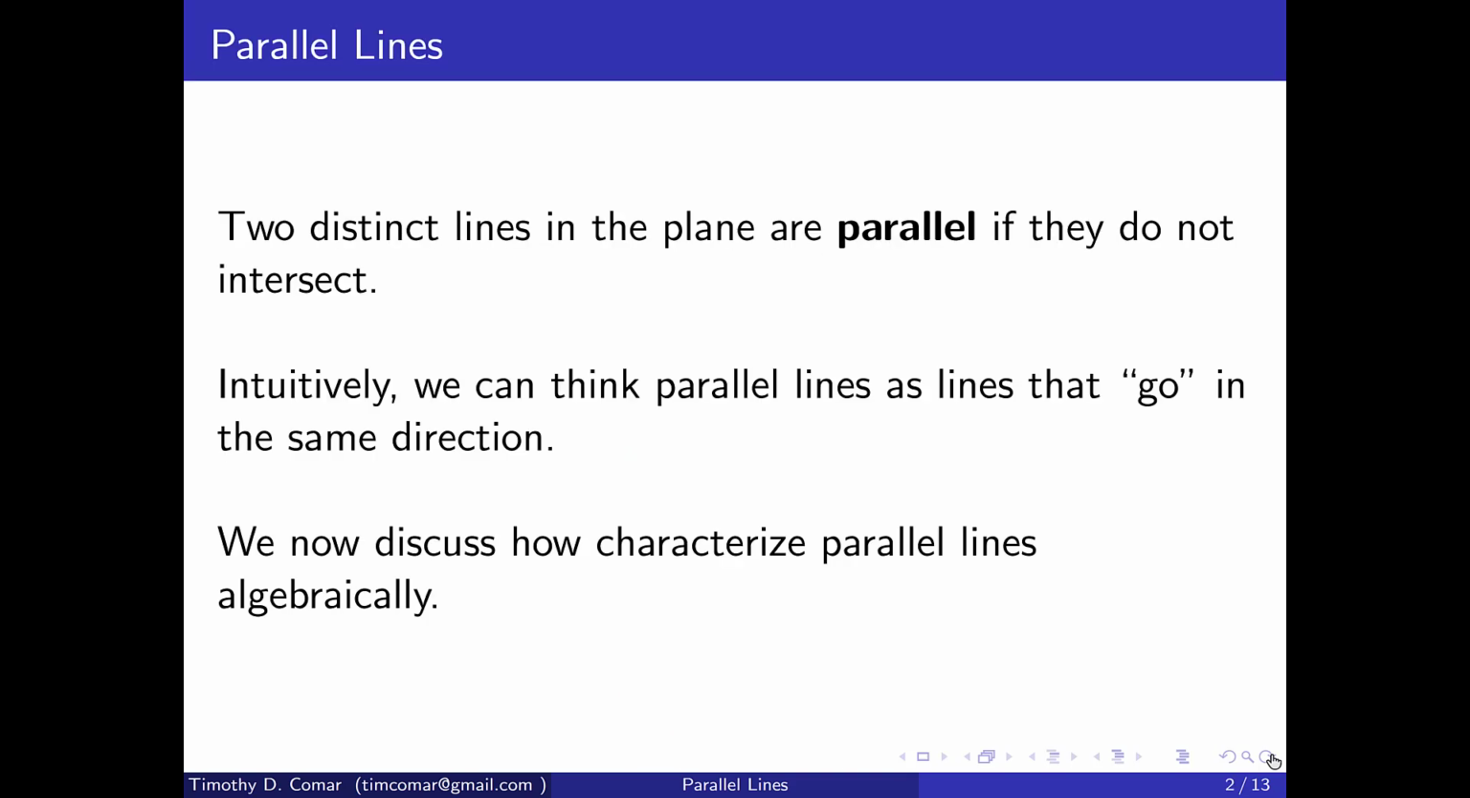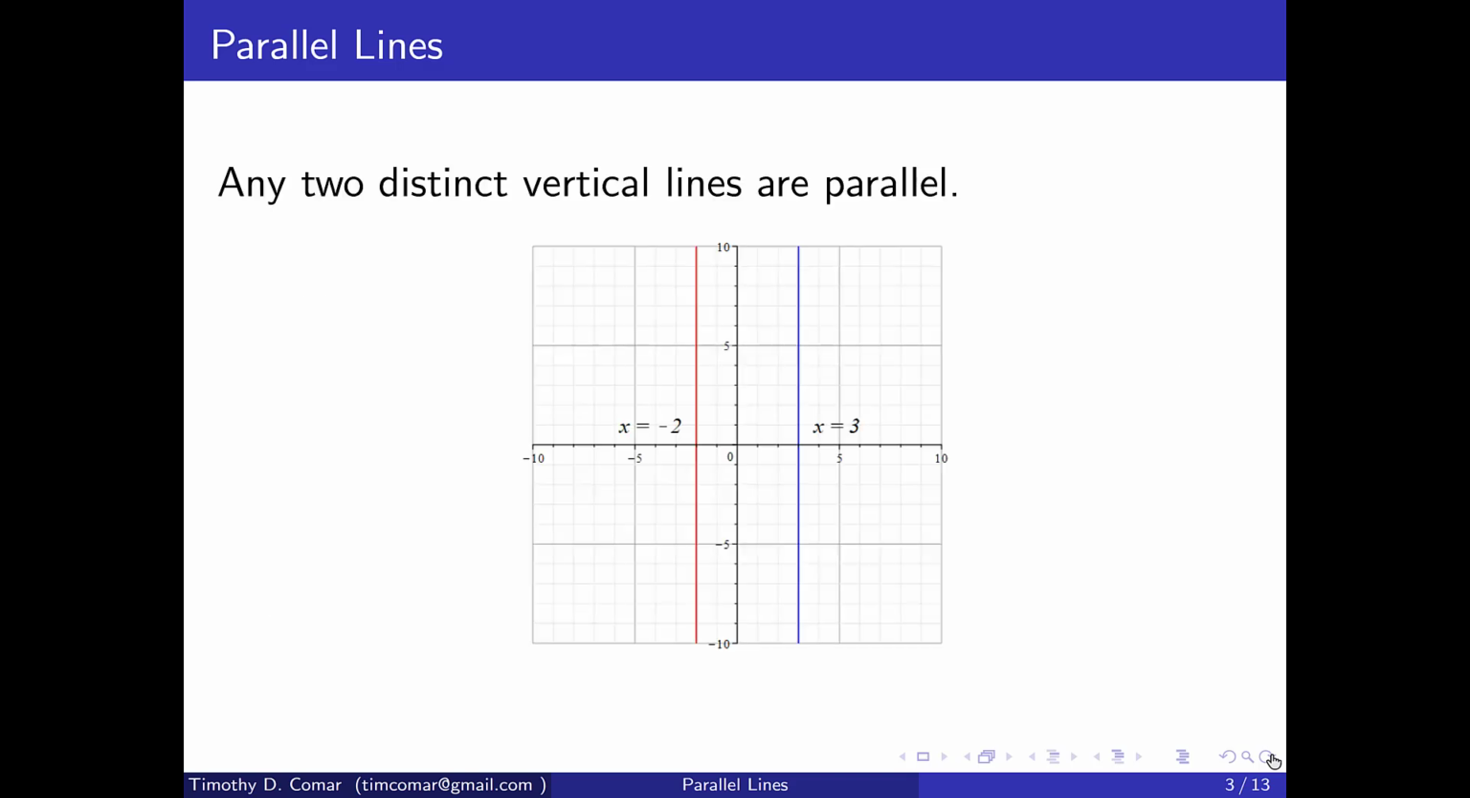First, two distinct lines in the plane are parallel if they do not intersect. Intuitively, we can think of parallel lines as lines that go in the same direction. We now discuss how to characterize parallel lines algebraically. First of all, any two distinct vertical lines are parallel.